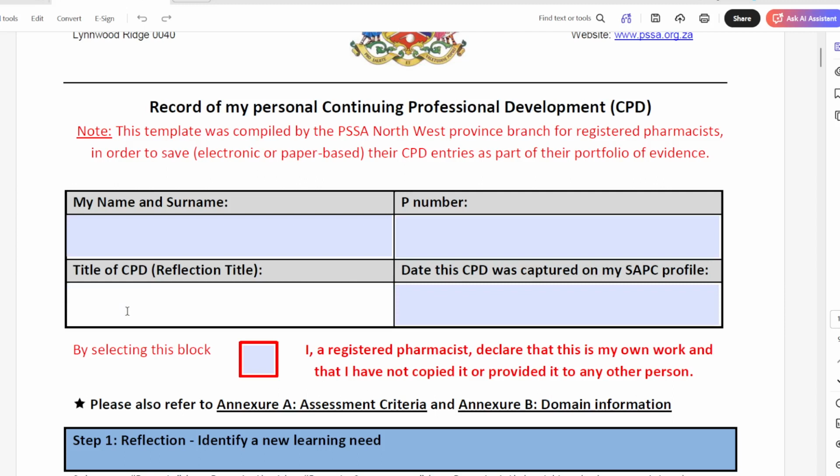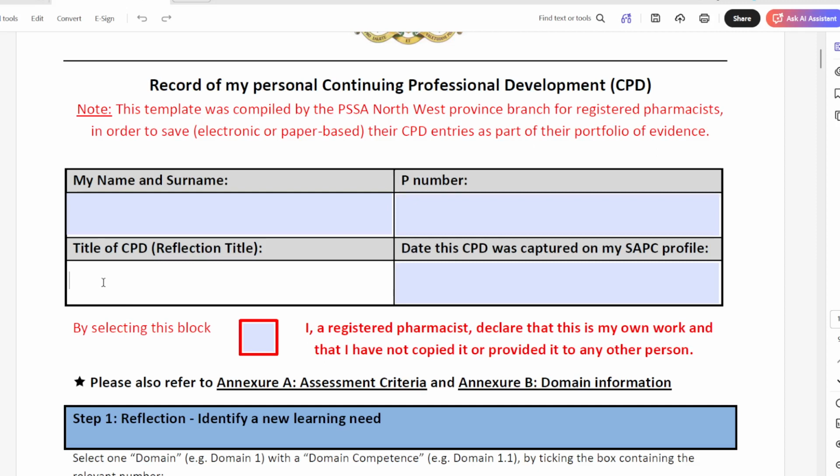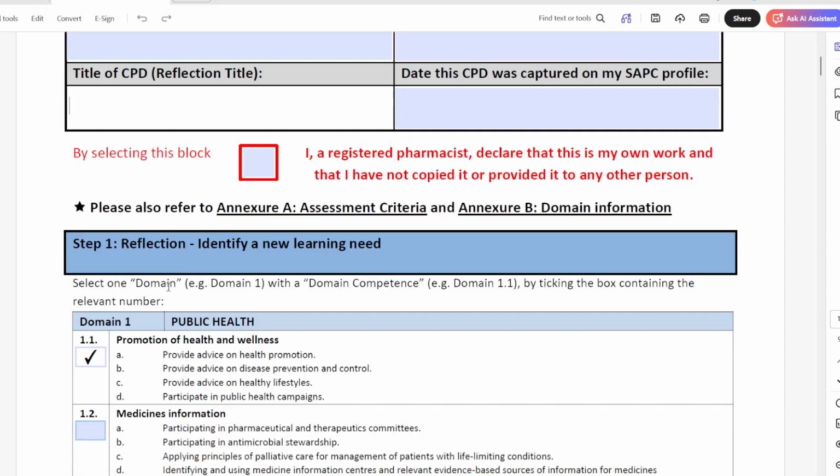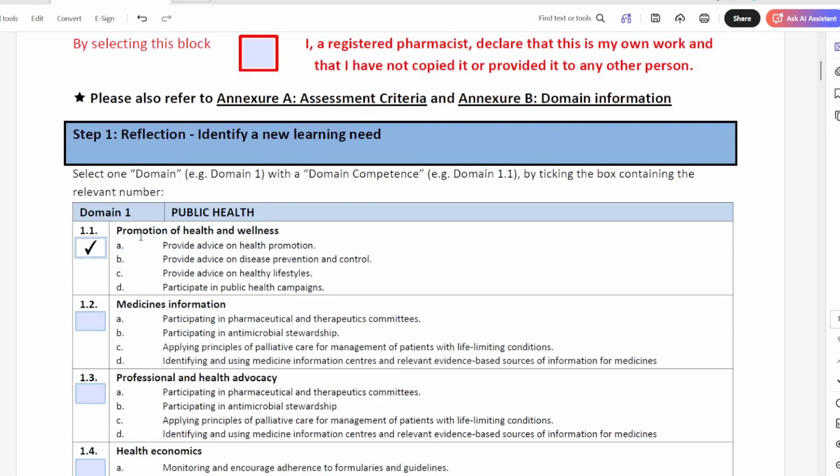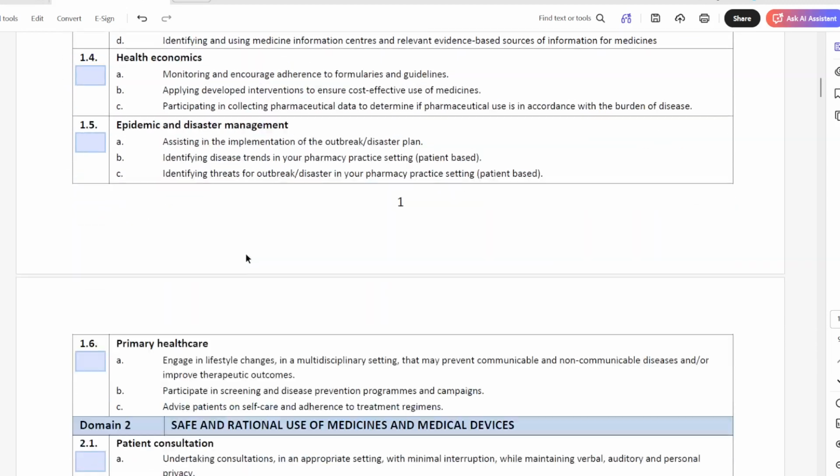It's important that you add a title, even if you just add it here, so that by the time you submit, you just copy and paste. So add your title accordingly here. We'll make an example and say that you're going to do domain 1.1. So you're going to select domain 1.1 in the competency standard there. And domain 1.1 is on public health and wellness. You've already chosen the domain.